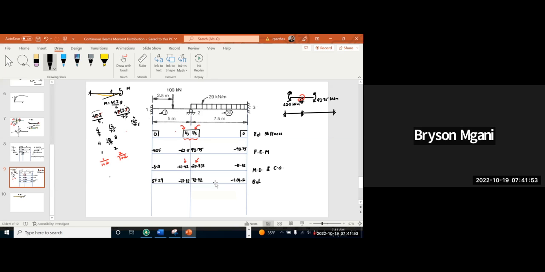So, Messi, how did you get this 72.92? Oh, last line? You just add it up. You just add the negative 62 minus 10.42. The last part is just adding them up. Oh, yeah, thank you.